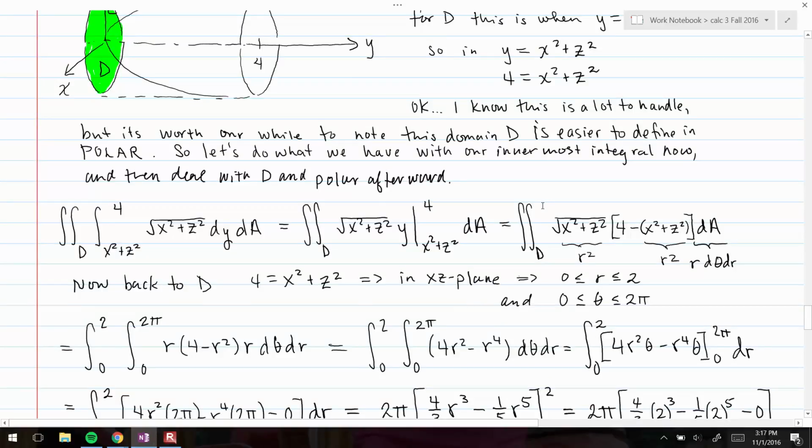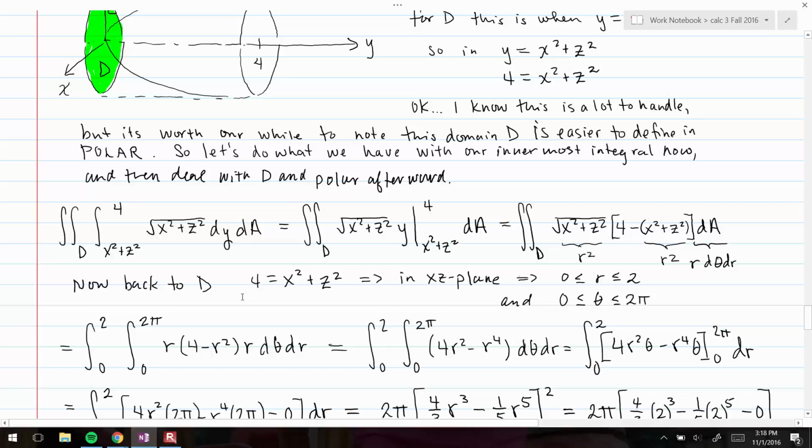Now you can start switching over to polar, and you're maybe a little bit more motivated here because you have all sorts of junk that is x squared plus z squared, and that's more easily represented as r squared. So you can go ahead and start addressing the integrand here, which is the function on the inside of the integral. Do some of that. Reminder that dA is equal to r dr d theta, or d theta dr. So you can get that squared away.